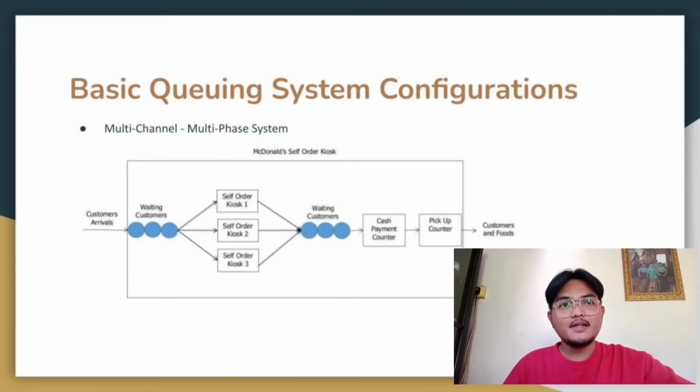The basic queuing system configuration is a multi-channel, multi-phase system. As we can see in the figure, it starts with the customer's arrival, and then the waiting customers, and then the first station, which is the self-order kiosk.